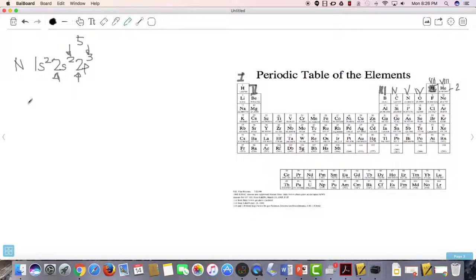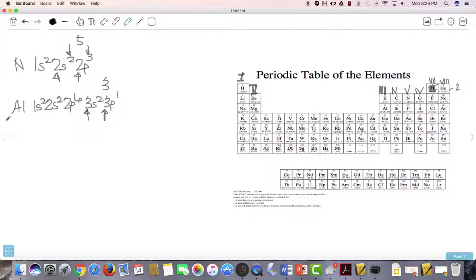Let's take a look at another one. Let's look at aluminum. Aluminum's electron configuration is 1s2, 2s2, 2p6, 3s2, and 3p1. Take a look at aluminum. It is in the third period. The highest principal quantum number is 3. When we look at the electrons in the highest energy level, 2 plus 1 equals 3. And aluminum is in main group 3.